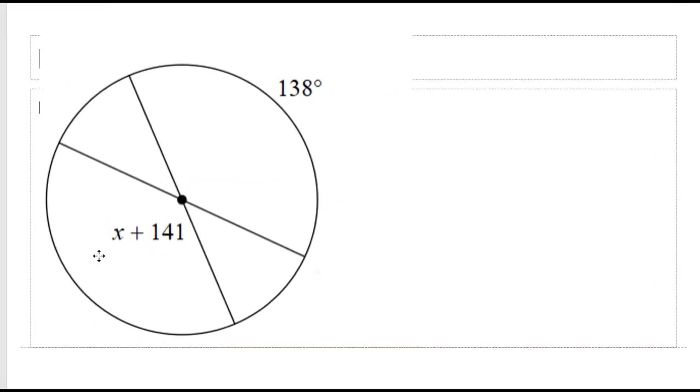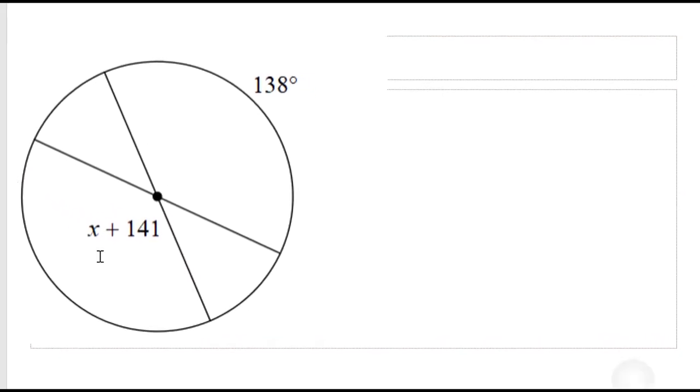You choose which way you feel is best for you. But the first one I'm going to use is called vertical angles. In my opinion, it's a little easier. What that means is, if this is 138, this is 138, we know that because that's a central angle.